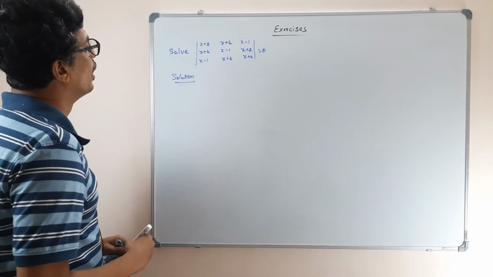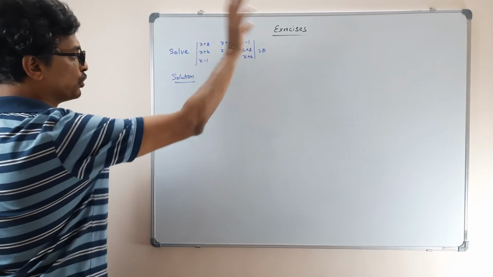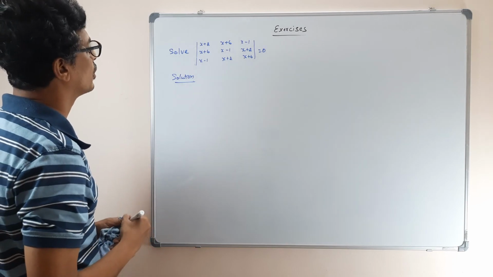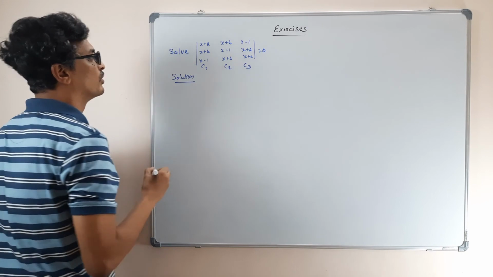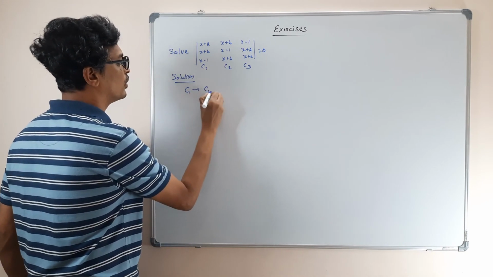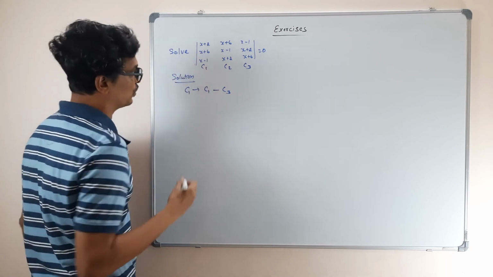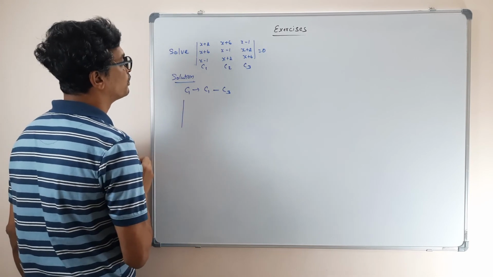So either we want to remove x from two rows or from two columns. Which one do you prefer? Columns. Which columns will you prefer? C1, C2, C3. Column 1 you want to remove x. So column 1 should be column 1 minus column 3. You can do column 2 also, that's also allowed. Anything you can do. So what will it become? Tell me.